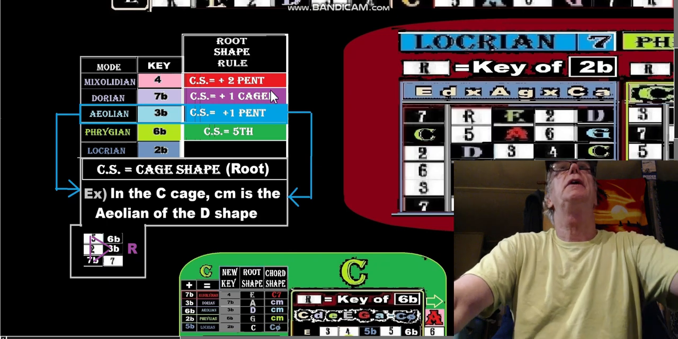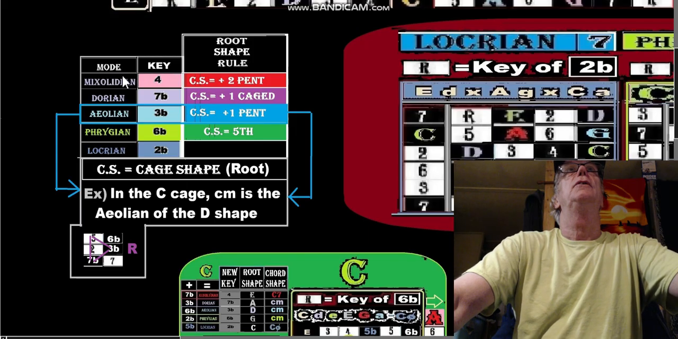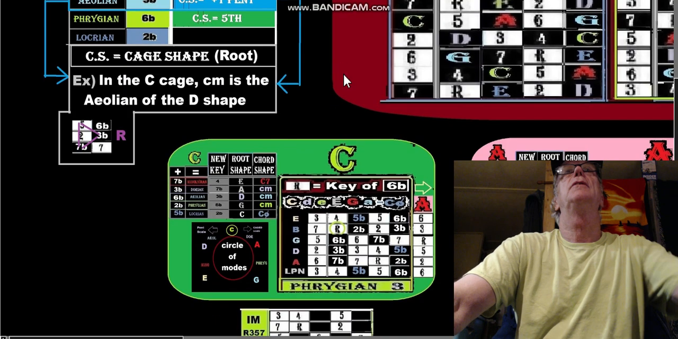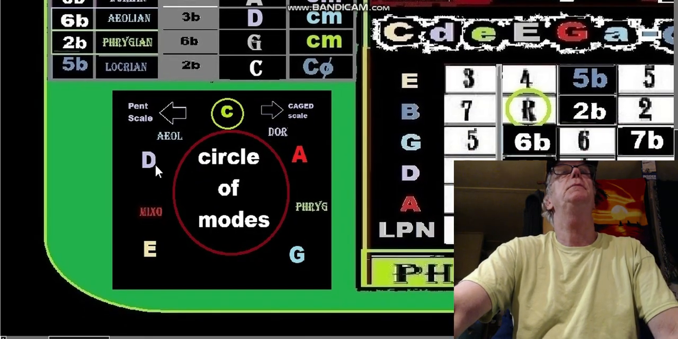Here's the key diagram for what we're doing. I figured this out first, that when you want the mixolydian of a minor, okay, CS is the cage shape, the root of the cage shape, it should be RCS, is plus 2 pentatonic. So let's look at that. Here's mixolydian right here, plus 2 pentatonic. C minor goes to D, goes to the E shape. So E shape would be the shape where we'd have a C major mixolydian up here.